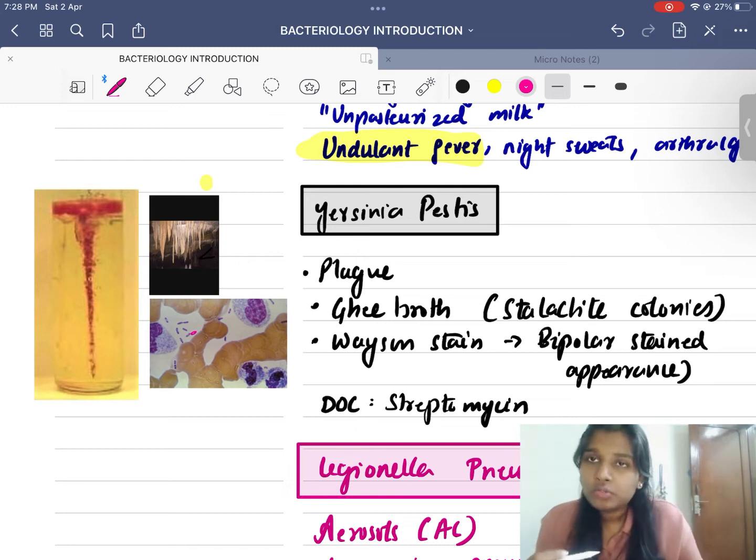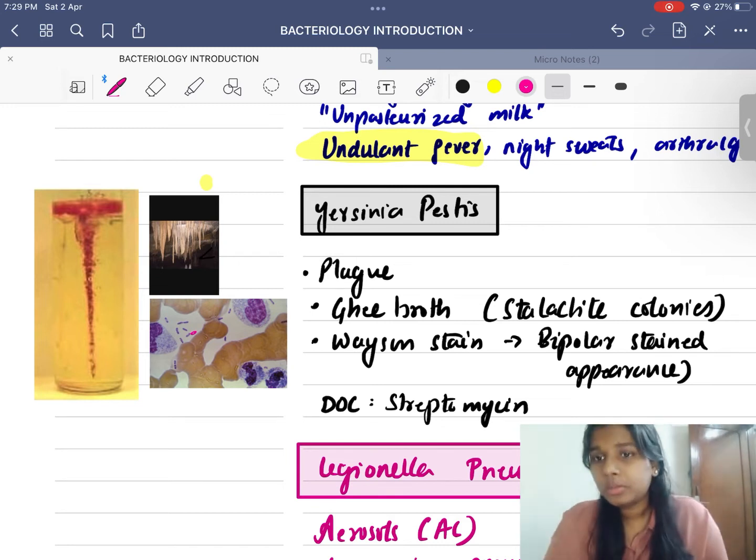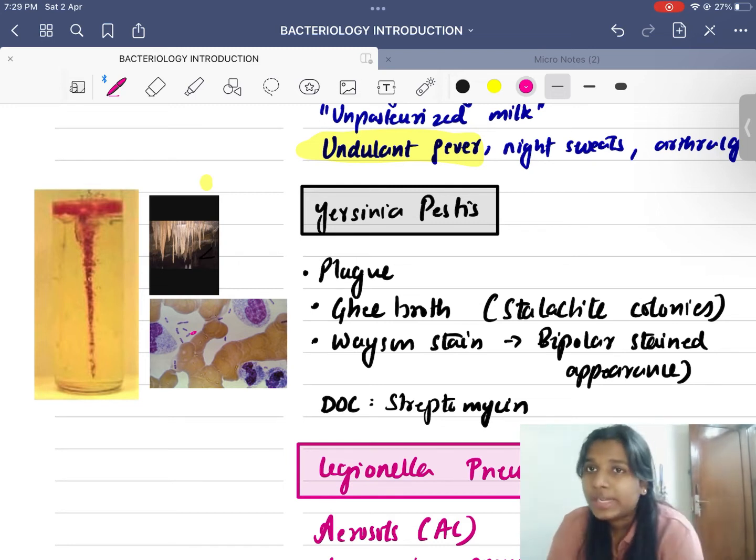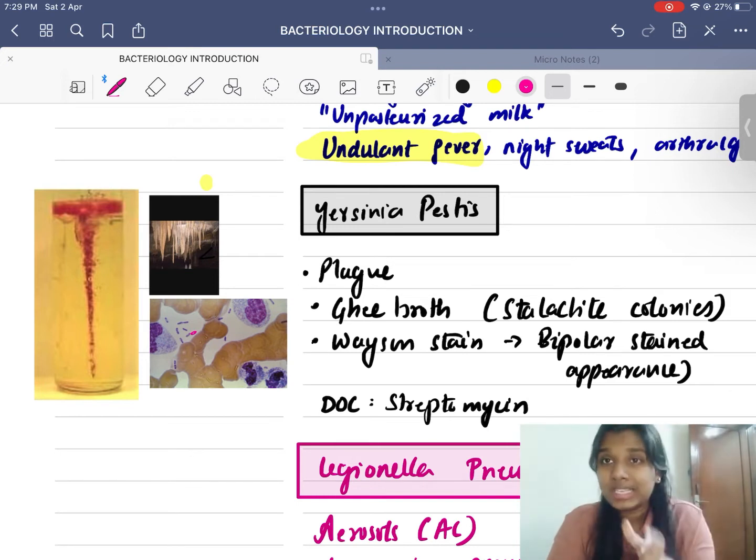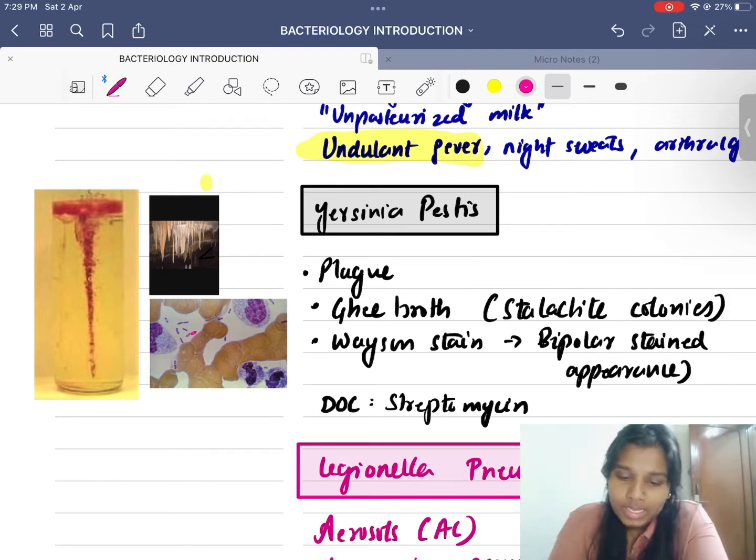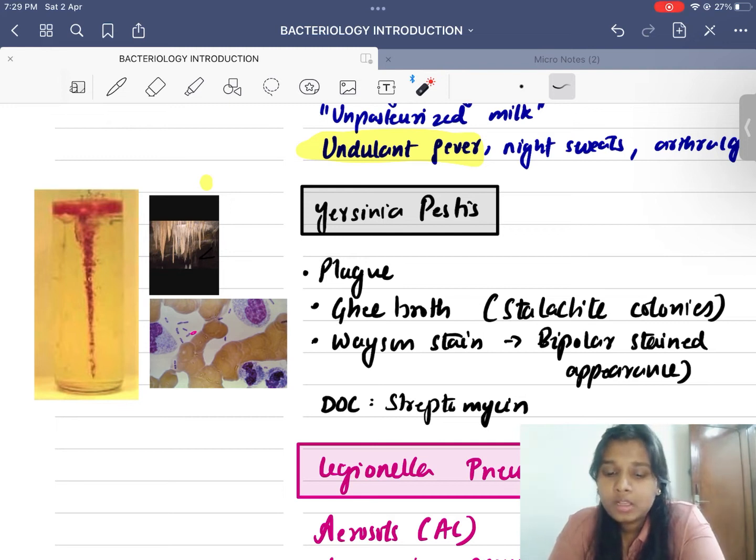The same thing you saw for Donovan bodies, right? Donovan bodies, Klebsiella granulomatis had the same thing, but that was inside the macrophage. And this is basin stain. Basin stain is used for Yersinia. So Yersinia: basin stain, ghee broth, rats, plague.